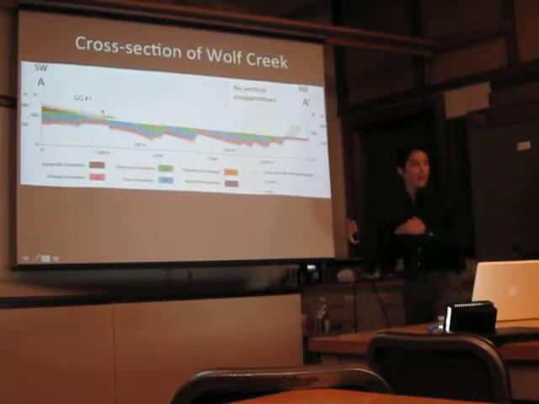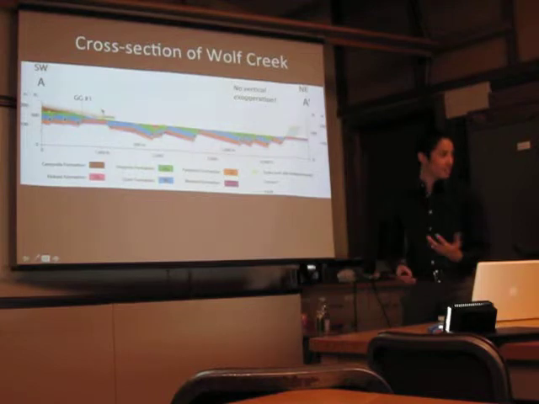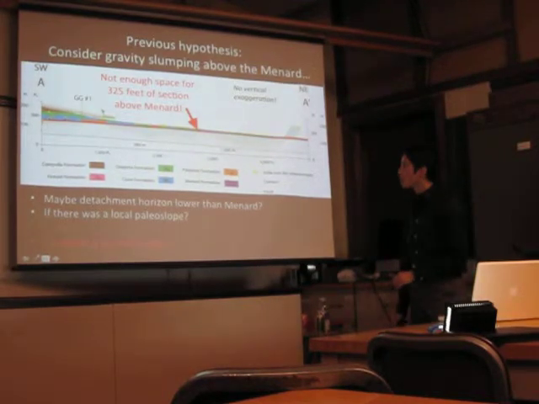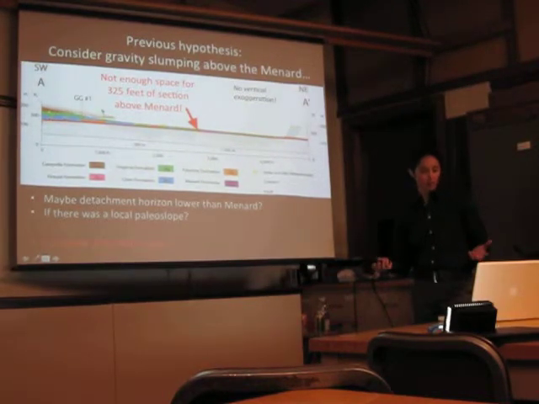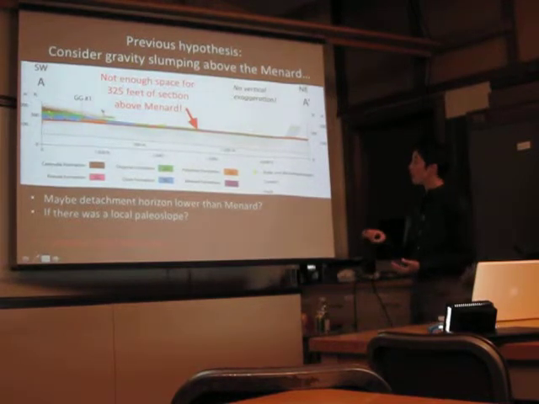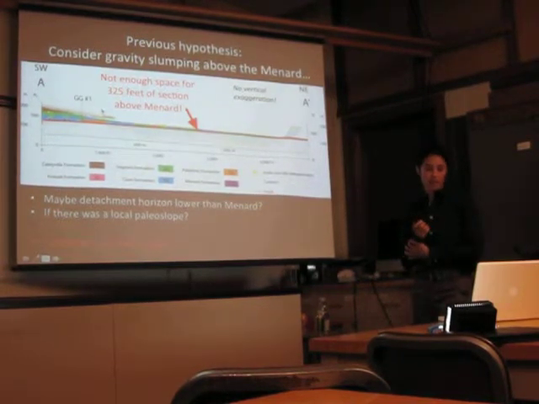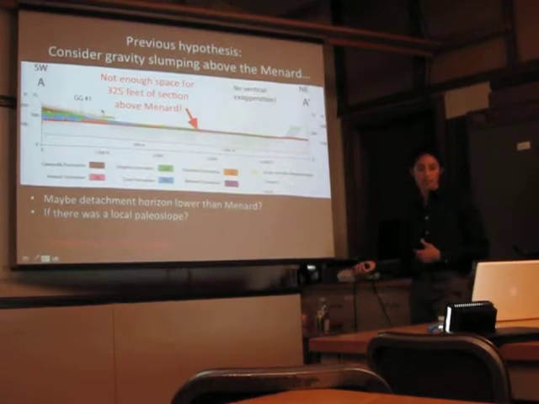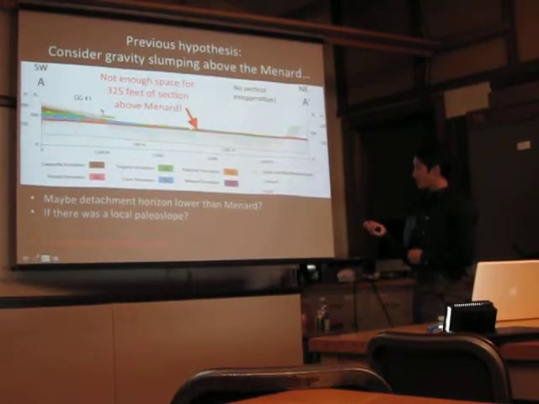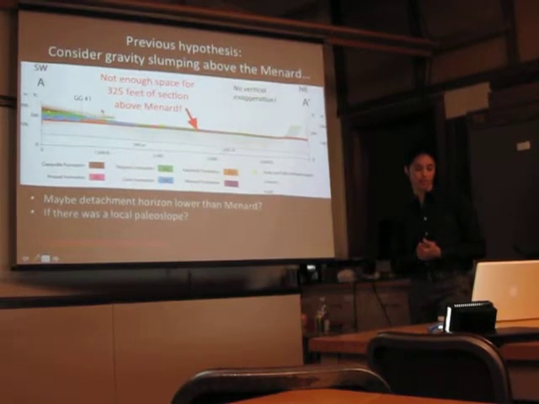So now, looking back at that gravity slumping hypothesis, because I constructed this cross-section to test that idea, we see that there are a few problems with this hypothesis. When we plot the outcrop data down Wolf Creek, it becomes clear that there's not enough room for all of the rock units above the Menard horizon. This red line shows what we believe to be the elevation of the Menard, and there's not enough room for both the pink, green, blue, and orange formations to lie on top of that and still be exposed at the surface.